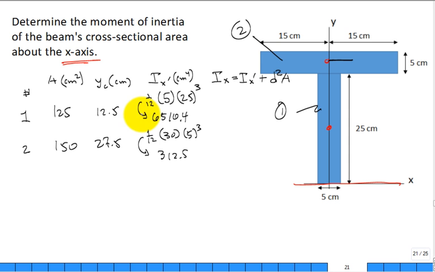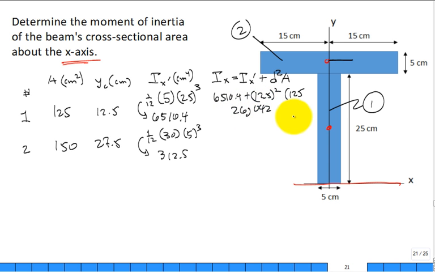All right, so let's go with 6510.4 plus that distance, 12.5 squared times the area, 125. And I'm going to rub this out. This is my area 1 there. And you get that this is 26,042. And as already pointed out, that's the same answer as the 1/3 base height cubed, because that does share the edge, that first area. But you have to use the parallel axis theorem for the second one. So both of those are consistent.